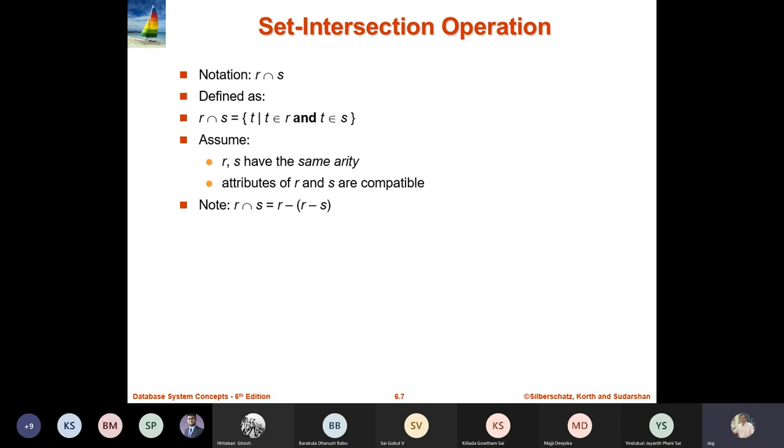The condition is that the attributes of R and S are compatible, and we can also represent this as R minus (R minus S). Those are the tuples which belong to both R and S. So the output will be those tuples which are present in both relation R and relation S.